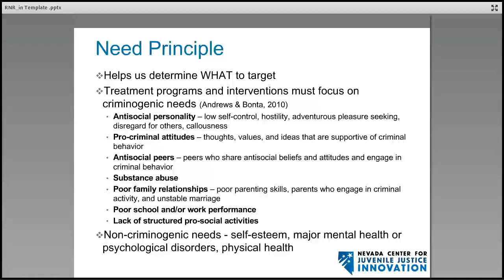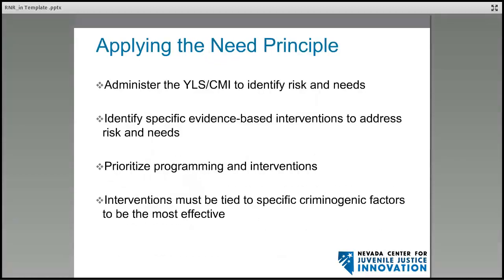Youth often have many general needs when they come into the juvenile justice system. Practitioners should be aware of these general needs, such as self-esteem, major mental health or psychological disorders, and physical health, but they should not be the primary targets of case planning efforts to reduce reoffending. In some cases, these needs may be barriers to progress on treatment interventions, and in those cases may become more important to address. Let's look at how we can apply the need principle in practice.